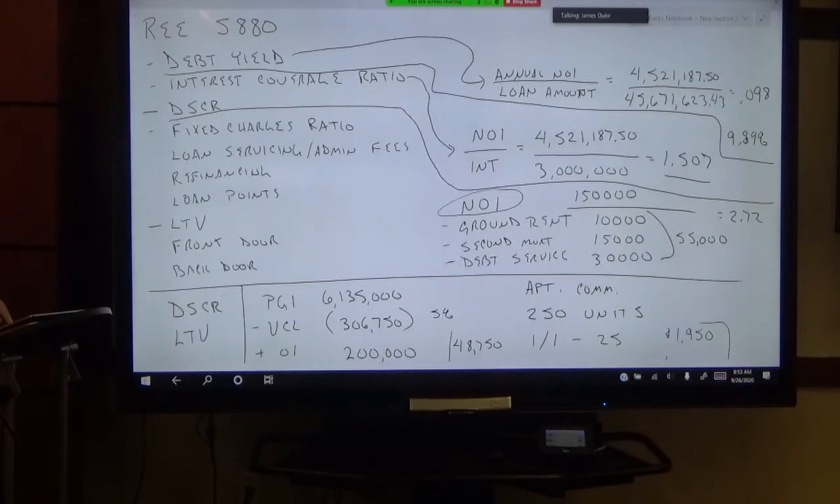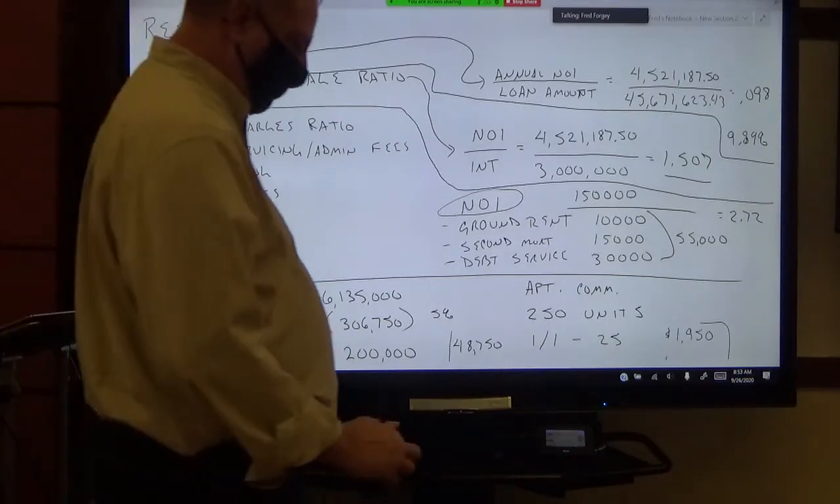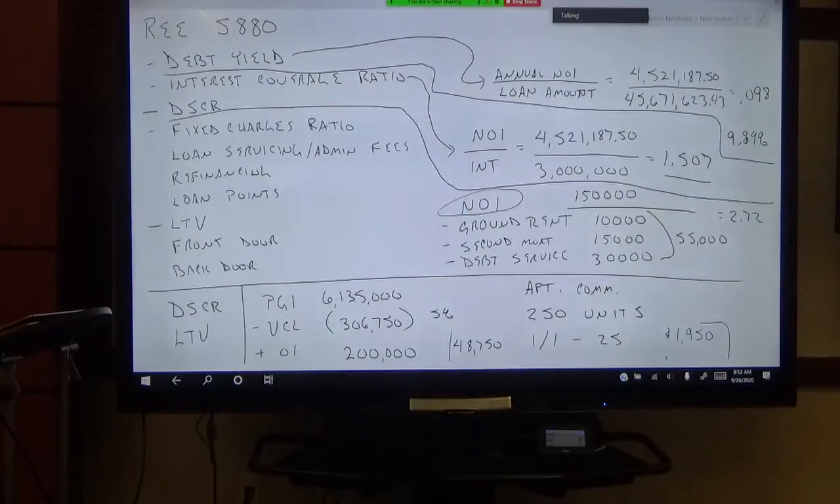I have a question. Okay, question? Is there a reason why the ground rent would not come out of the NOI? Good question. Sometimes you will put some of these expenses outside of the traditional operating expenses because you're saying this is more of a capital expense as opposed to a traditional operating expense.